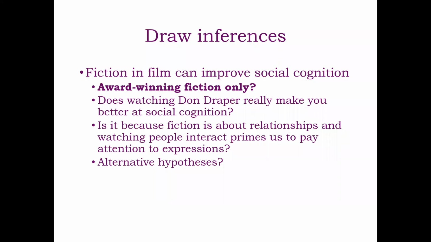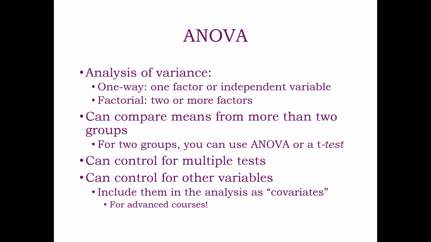This is the ANOVA topic 13, recording 2. And we just finished the example of fiction and film and social cognition. And we used ANOVA to test the hypotheses because there were 3 groups. ANOVA is just analysis of variance. And we'll be talking about 2 types.